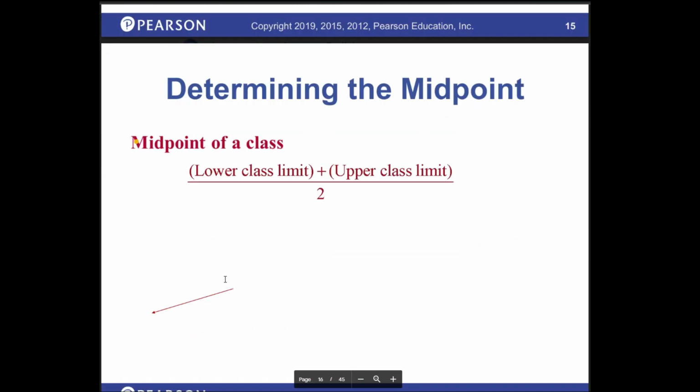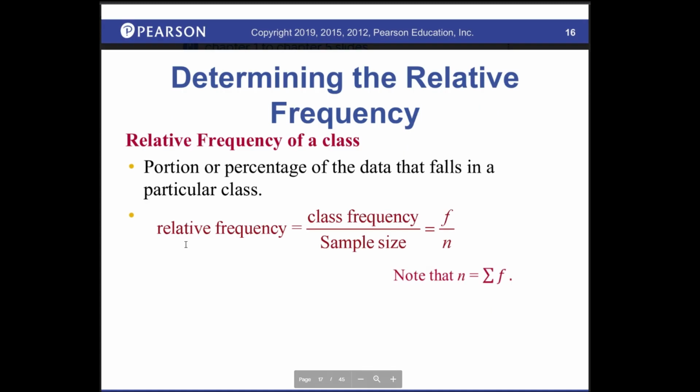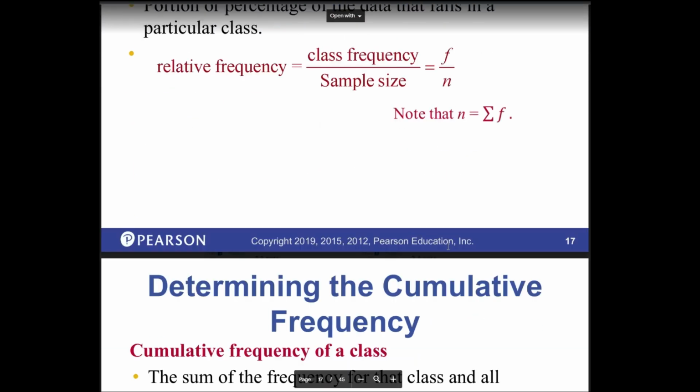And then determining the midpoint of a class would be the lower class limit plus the upper class limit, divided by 2. And then determining the relative frequency. The relative frequency of a class is the portion or percentage of the data that falls into a particular class. The formula for relative frequency would be the class frequency divided by the sample size, written as f divided by n. And always know that n is always equal to the total of the frequencies.